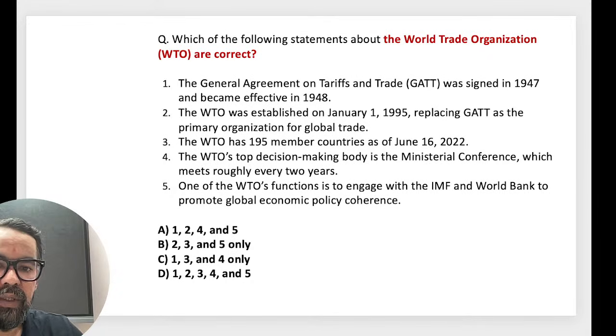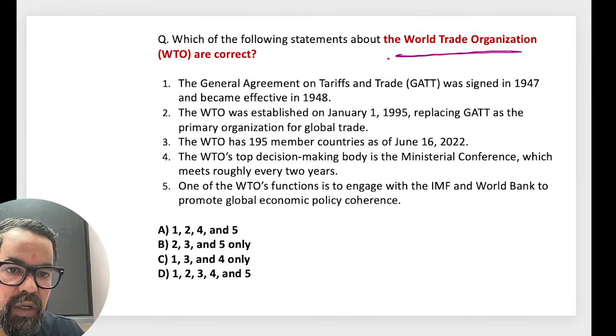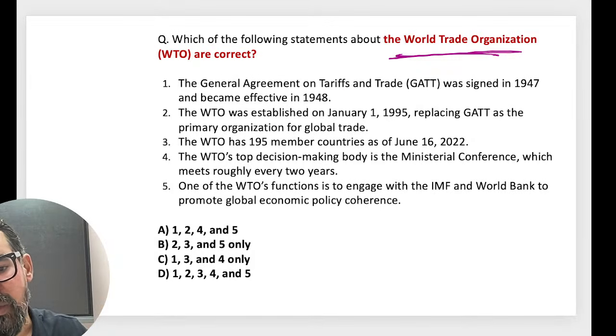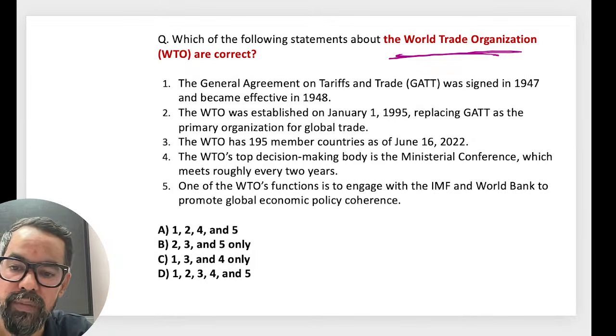Next one, WTO. Last time there was a question around WTO functions, related to the functions of WTO.